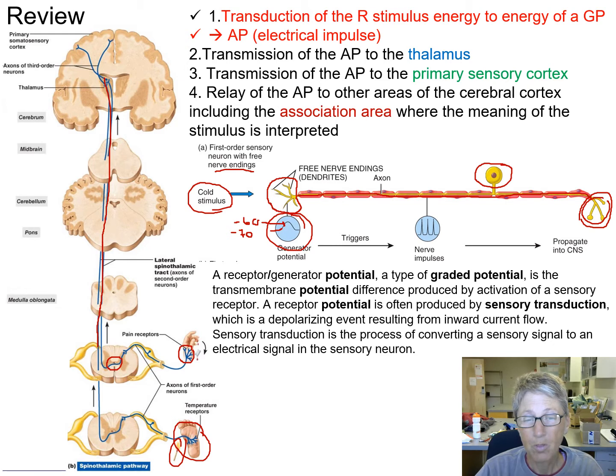And you produce this trace, a generator potential or a receptor potential, by a process called sensory transduction. Sensory transduction is just a depolarizing event resulting from positive charges flowing inward. And when you do this, you're converting a sensory signal, in this case a cold stimulus, to an electrical signal. That's transduction.